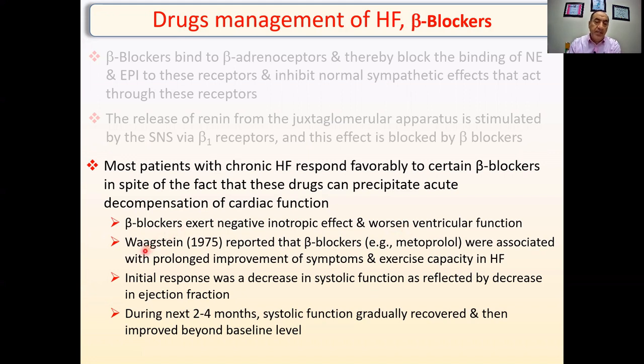However, Waagstein, in 1974-75, reported that beta blockers, specifically metoprolol, which is a selective beta-1 blocker, okay? Beta-1 receptors are mainly in the heart. They were associated with prolonged improvement of symptoms and exercise capacity in heart failure. This was a paradoxical and unexpected result. The initial response was a decrease in systolic function, the negative inotropic effect, as reflected by decreased ejection fraction. However, after 2 to 4 months, systolic function gradually recovered and then improved beyond even the baseline level.